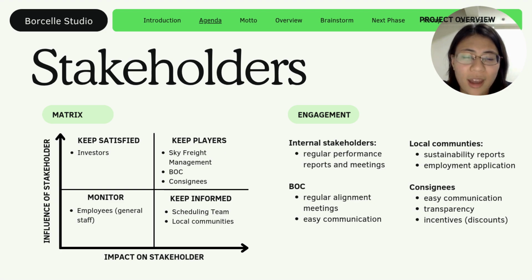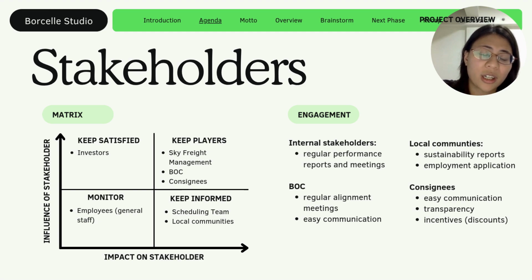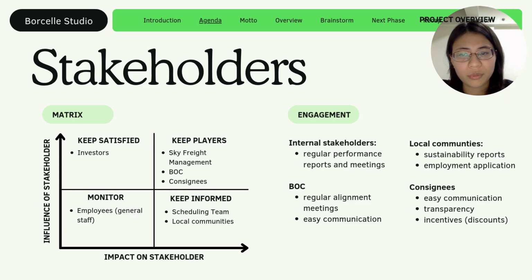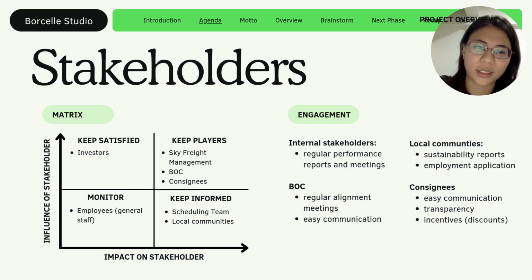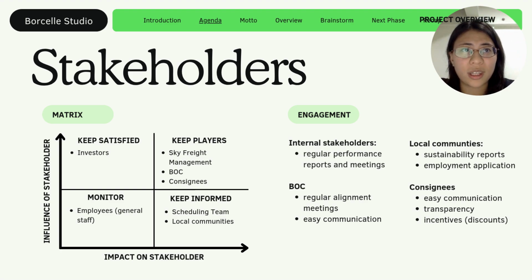So they have high impact because the scheduling team, their livelihood is dependent on the success of this project, and also their source of income. Same with local communities, their livelihood is also impacted by this project. It means that there is less environmental degradation, and so less soil degradation, less loss of buffer land, and overall, the pollution effect will be improved, and so it really affects the local communities. Also, if the Sky Freight opens employment opportunities to people in the local communities, it also heavily impacts them, as it also gives them a new source of income.